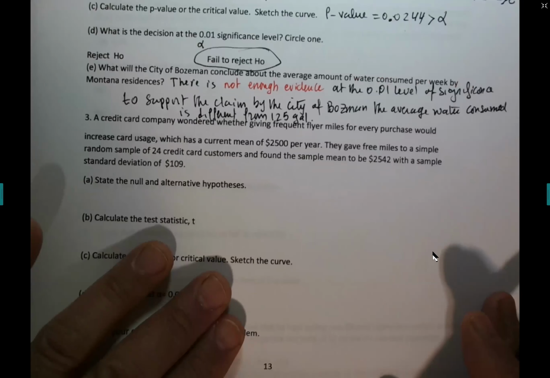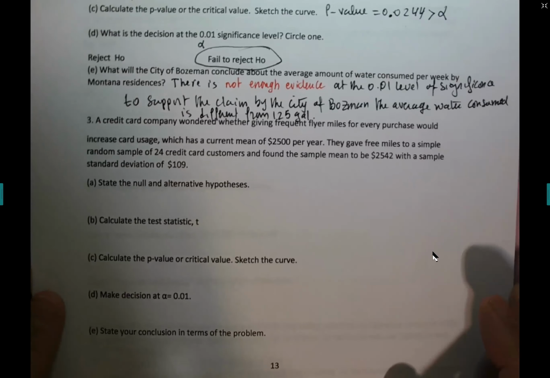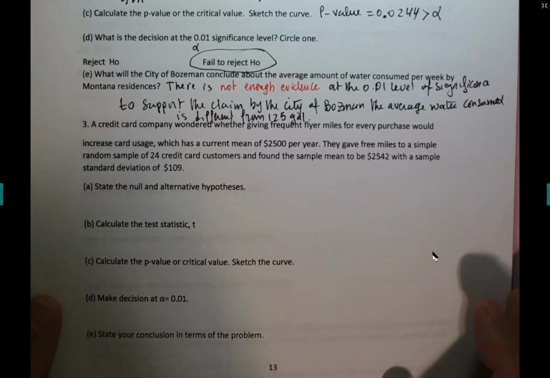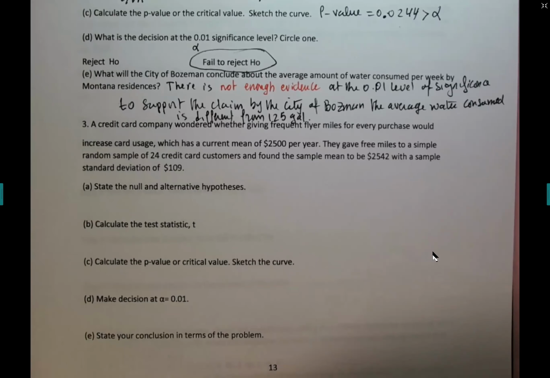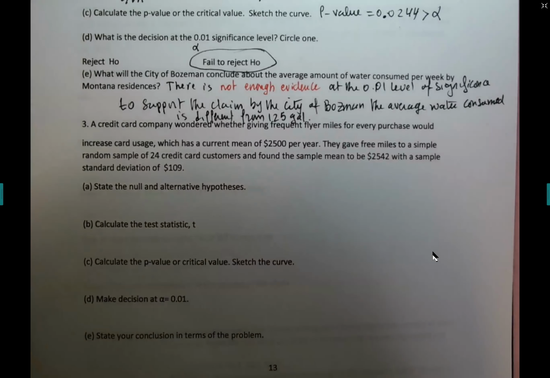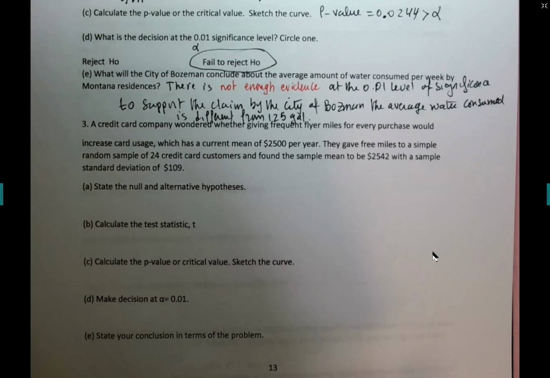Okay, let's do number 3. Step by step. A credit card company wondered whether giving frequent flyer miles for every purchase would increase card usage. So they want people to use their card very often, and they want to throw in frequent flyer miles, which has a current mean of 2,500 per year. So the usage of the card is on average $2,500 per year.